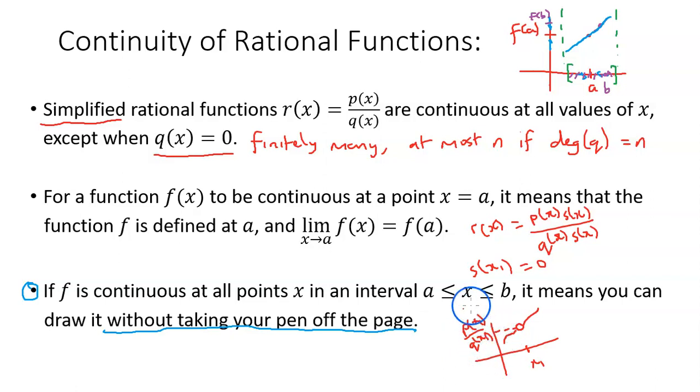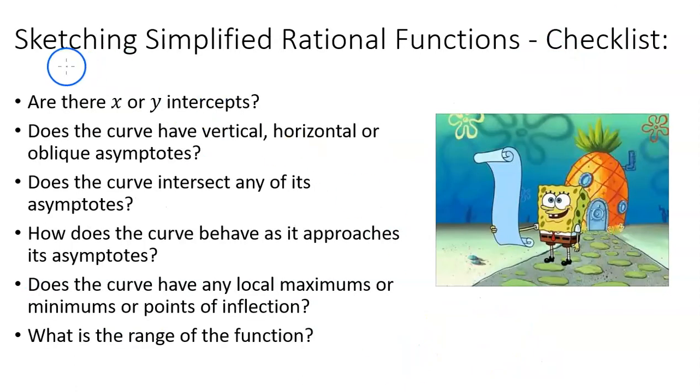Assuming q of x1 doesn't equal 0 there. Anyway, that's how we can make full use of this sketching simplified rational functions checklist. We have all this information that we can find about our rational function, and then combine it with the fact that except at the vertical asymptotes, we can draw it without taking our pen off the page. And then apart from that, just getting used to the general shapes of these kinds of functions. Those are the techniques that we should be using to sketch these rational functions in further maths.